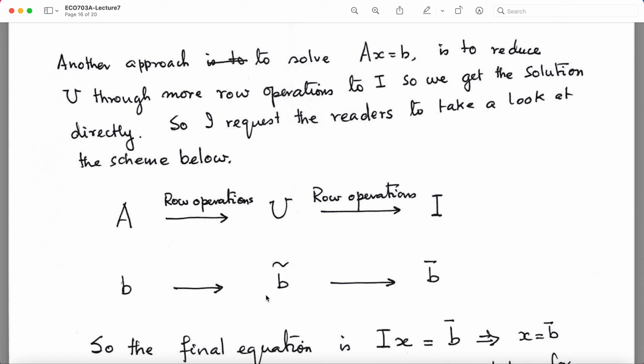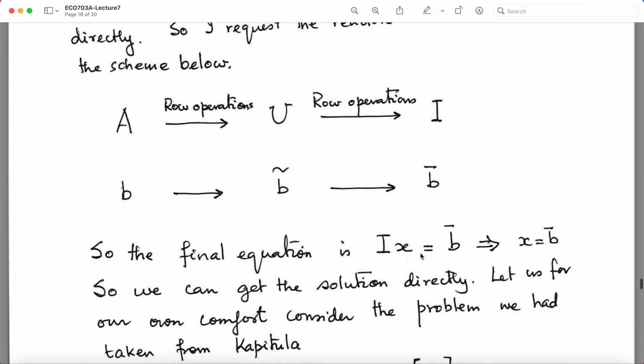So B would become B tilde, which would be B bar. So the final equation would be Ix equal to B bar, where I is the identity matrix, giving me x equal to B bar. So automatically the B bar that I get on the right side would be my solution. So this reduces the operations that you are actually going to do with the upper triangular matrix. When you are going to solve that upper triangular system, that operation can be done automatically by row reducing U to the identity matrix I.